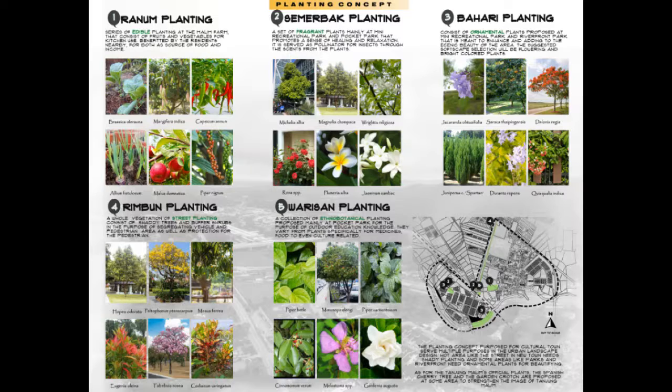We also have ribbon planting that will help to segregate the vehicles and also the pedestrian area and will act as the street planting. Lastly, warisan planting is a collection of ethnobotanical plants that have been used and inherited from generation to generation and will be planted at Edu Pocket Park.